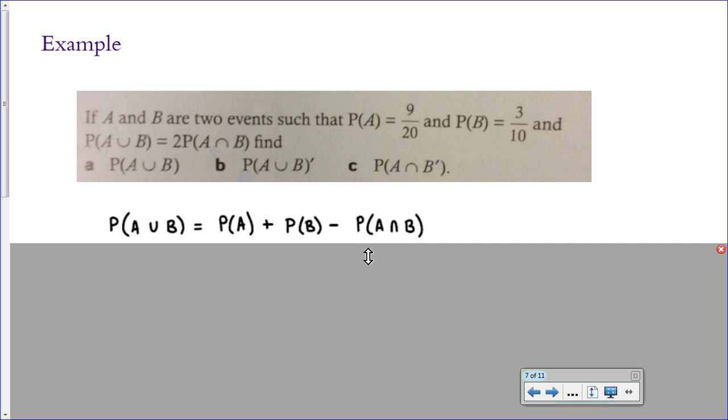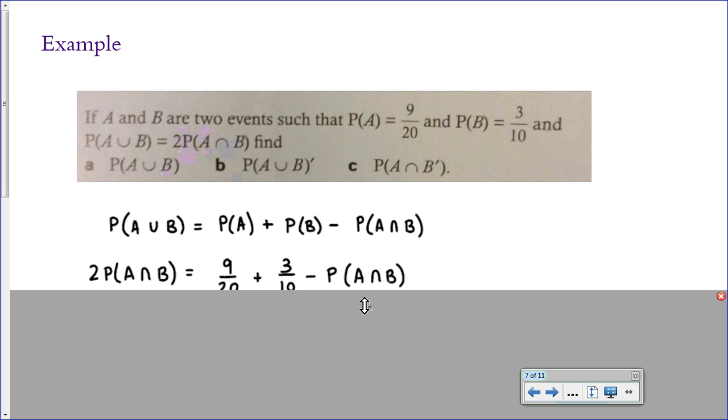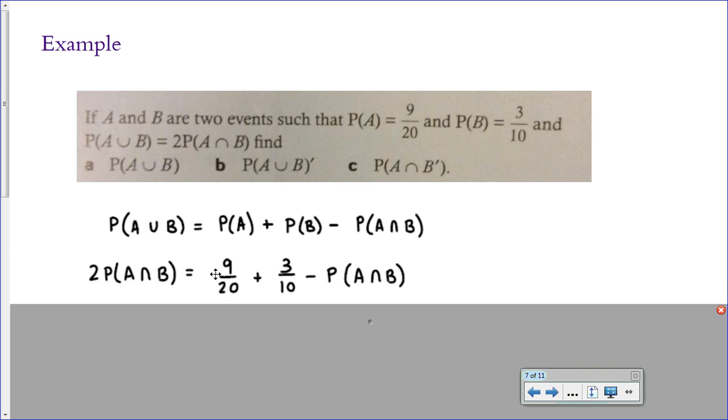So if I was just to set up the only formula we have to work with here that involves all of these various variables, I could replace this union of A and B probability on the left side of the equation with the thing that they told me it's equivalent to, which is 2 times the probability of the intersection. And that would look like this. Meanwhile, I'm also replacing the probability of A with 9/20ths and the probability of B with 3/10.